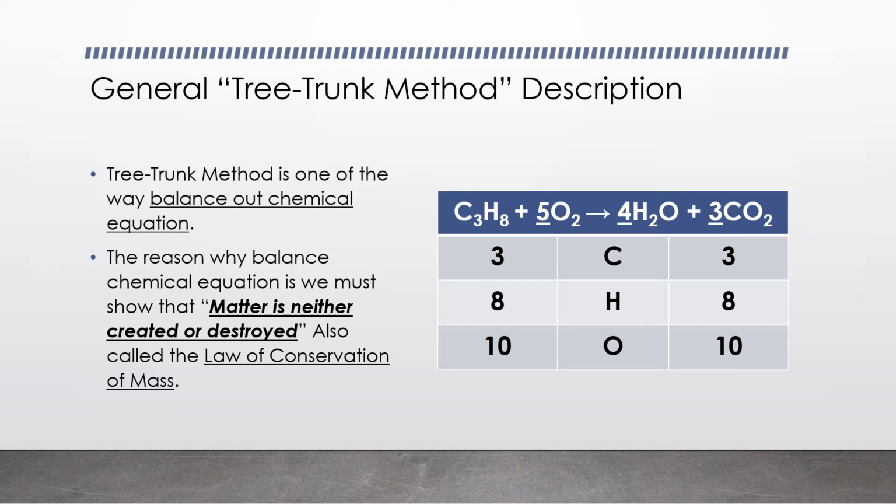The reason why we want to balance chemical equations is that we want to show matter is neither created nor destroyed. It's called the law of conservation of mass. On the right side is an example of the CHE-10 method to balance out the chemical equation.